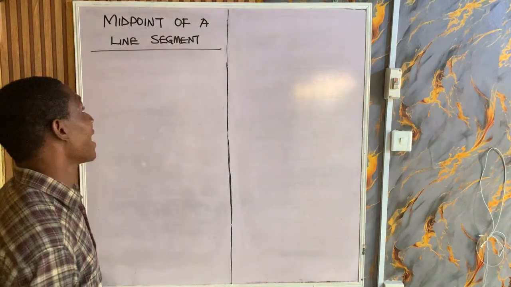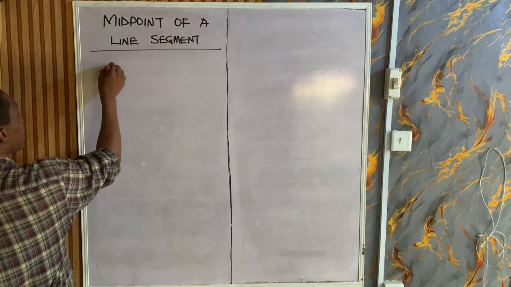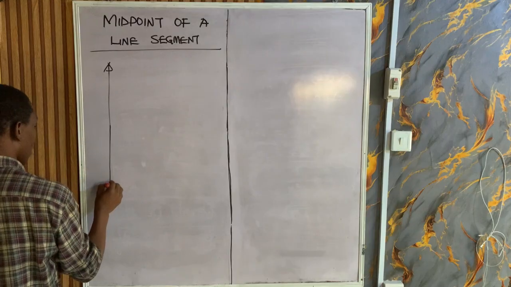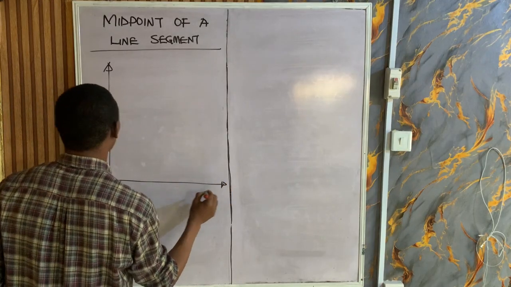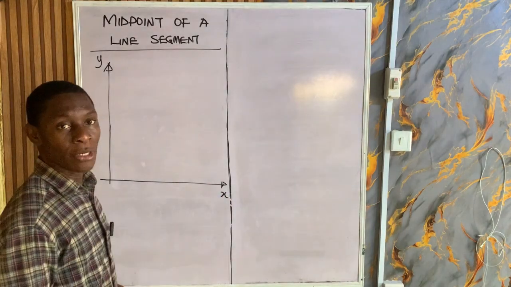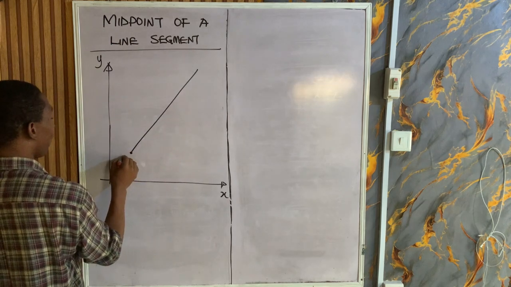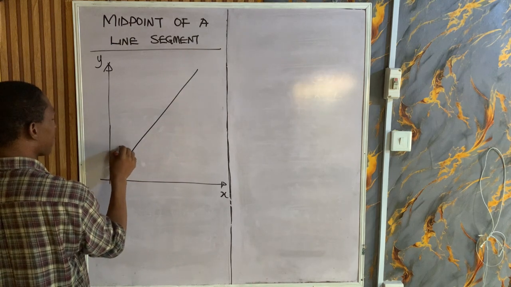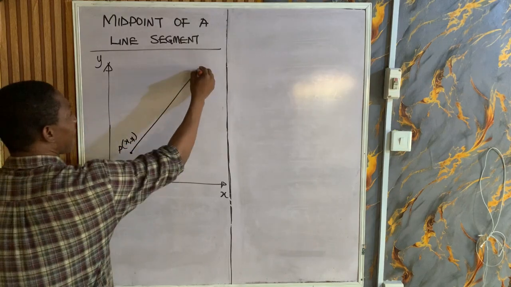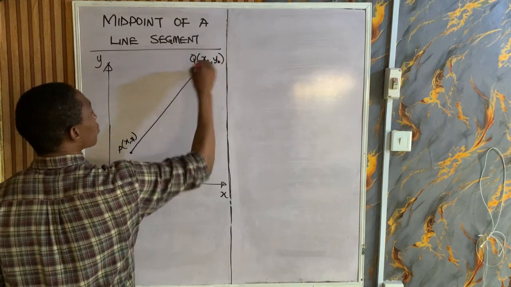Midpoint of a line segment. Let's say we have a line bounded by the y-axis and the x-axis. This is your y and this is your x. And then we have a line. Let's say this line has a point here, point P, which has a coordinate of x1, y1. And it has point Q here, which is x2, y2.